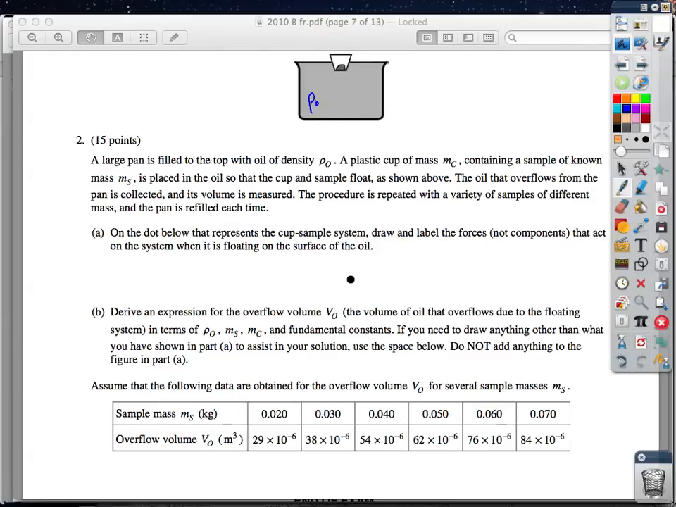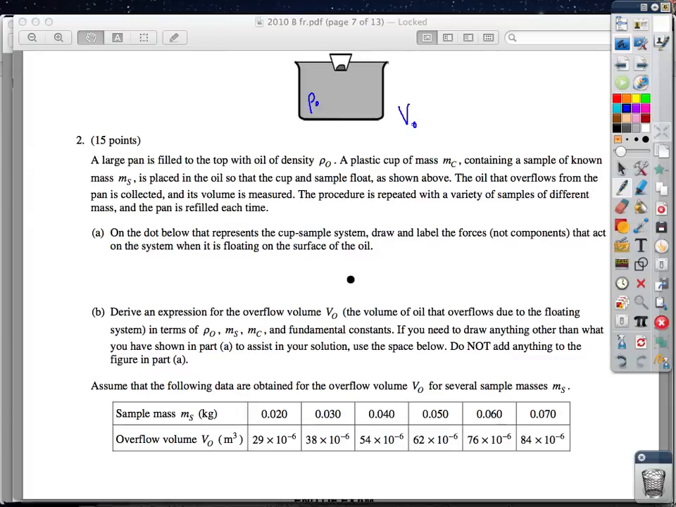The oil has a density of rho 0. A plastic cup of mass m and a sample of unknown mass are placed in the oil, as shown above. The oil overflows from the pan and is collected, and its volume is measured. So there's going to be some volume of oil on the outside. The procedure is repeated with a variety of samples.